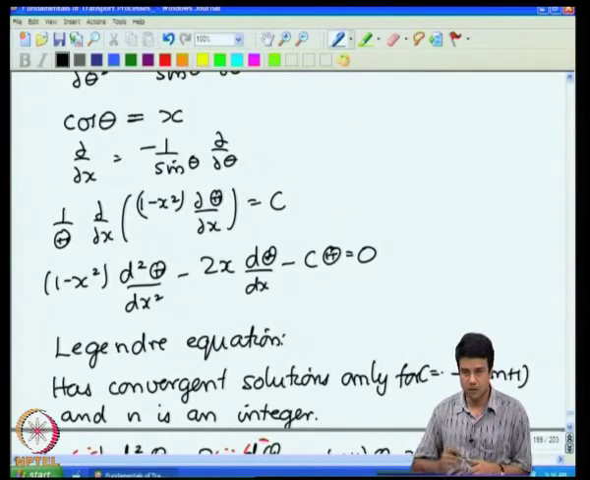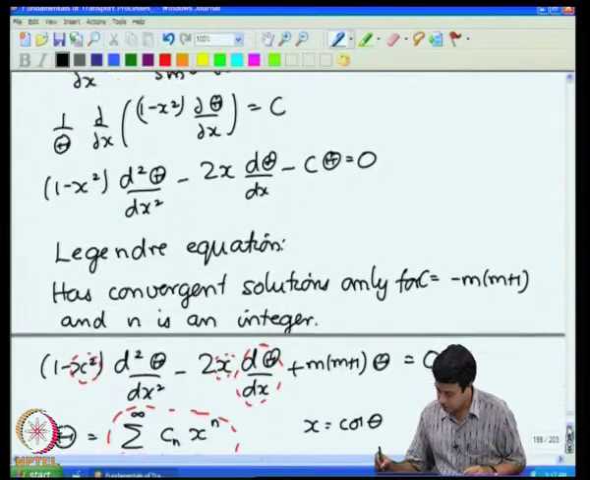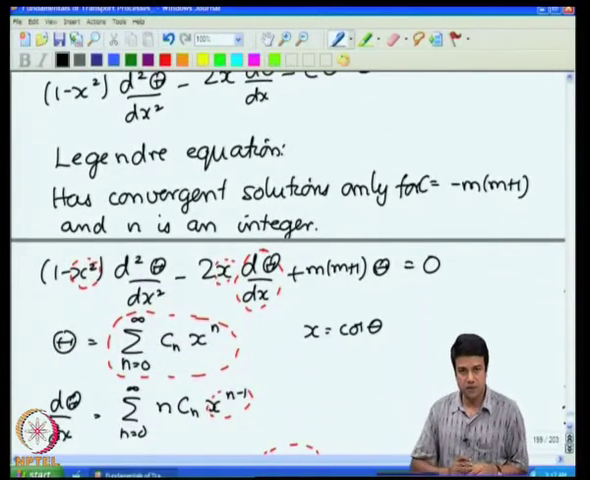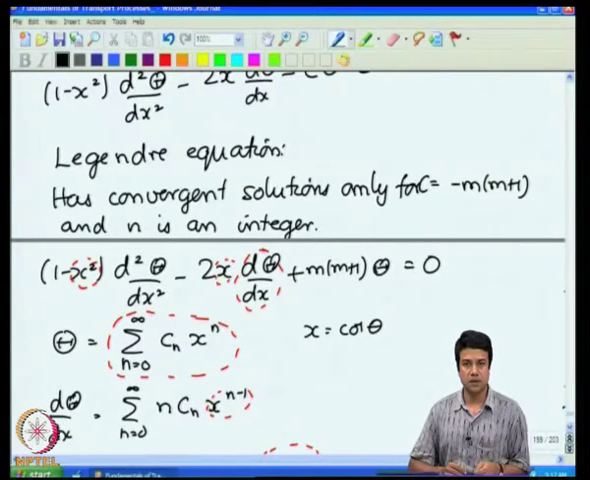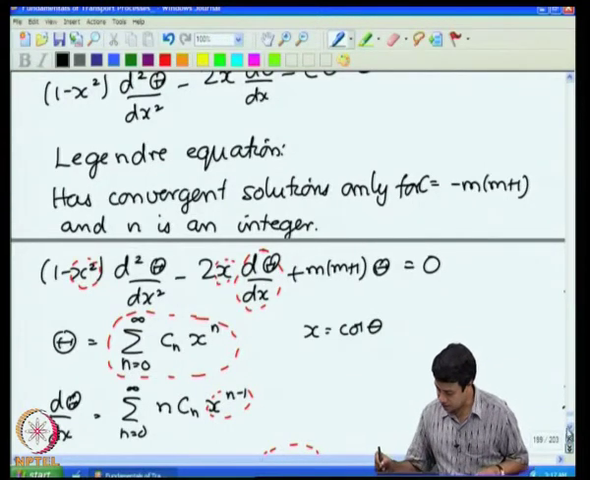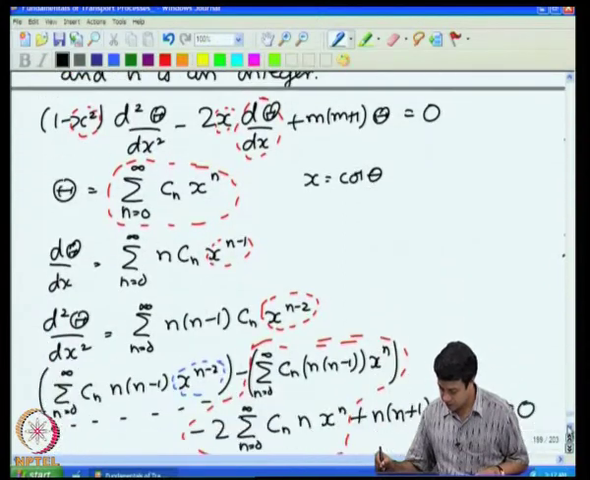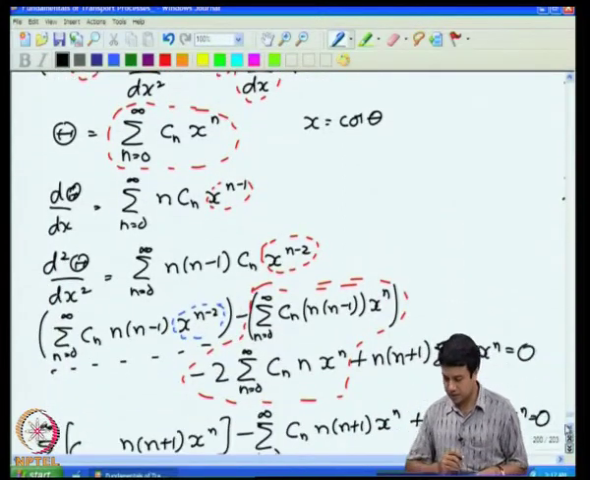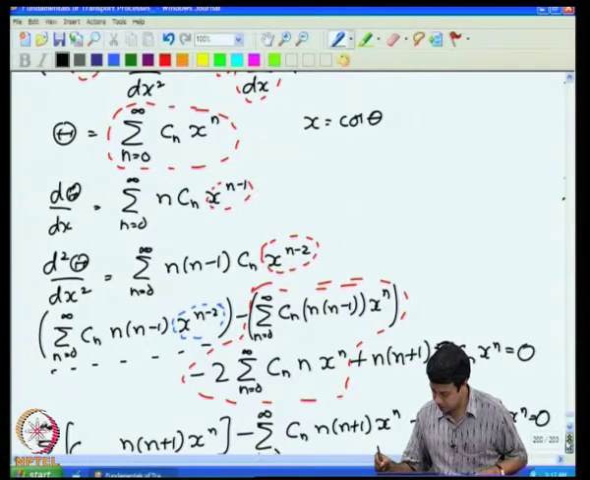This has necessarily to be an integer in order for the series solution that I get, an expansion in x power n, to be finite at theta equal to 0 as well as theta equal to pi. Then it is necessary that n is an integer. That is because of the coefficients Cn, which I had derived explicitly for you in this expansion.